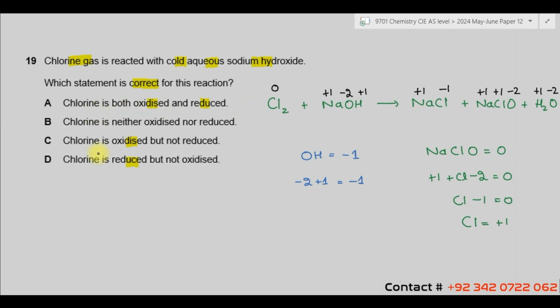Alright, let's see what happens to chlorine. Chlorine moves from 0 to -1, so this is reduction. Chlorine goes from 0 to +1 as well, so this is oxidation. So chlorine is both oxidized and reduced, and this is the correct answer.